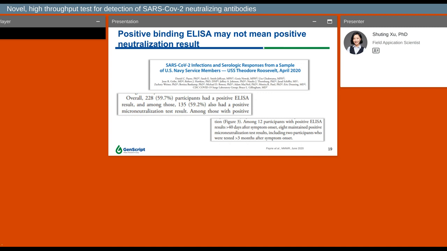Additionally, another independent research group showed that a positive binding ELISA may not mean a positive neutralization result. As we already showed you before, this study showed that among 218 participants with a positive ELISA result for the IgG binding assay, only under 60% of the patients were positive in the neutralization assay.